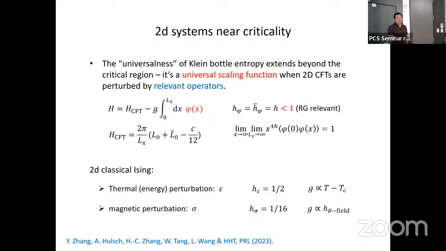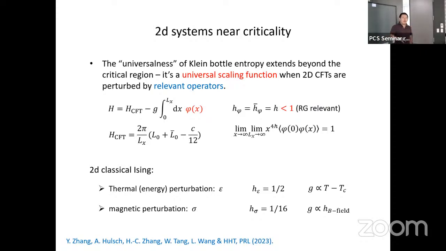And you can also consider a different perturbation, which is the magnetic perturbation. So imagine that in the classical model, you just add a small field. Then this allows you to calculate, for example, the exponent 1/8. And in this case, it's just a sigma field, which is this perturbation. And this h, the conformal dimension, is 1/16. And the coupling constant is proportional to the strength of your applied magnetic field. Okay, so that's the setup.